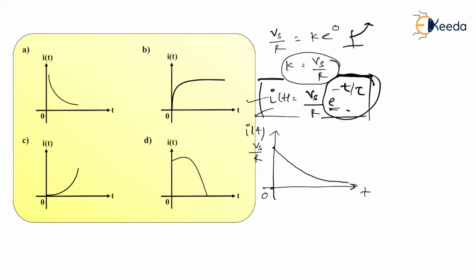So now try to match the obtained current I of t with all the 4 options. What are you going to get? Of course, it is matching with option number A. So option number A in our case is the correct option. Let's move to the next problem now.